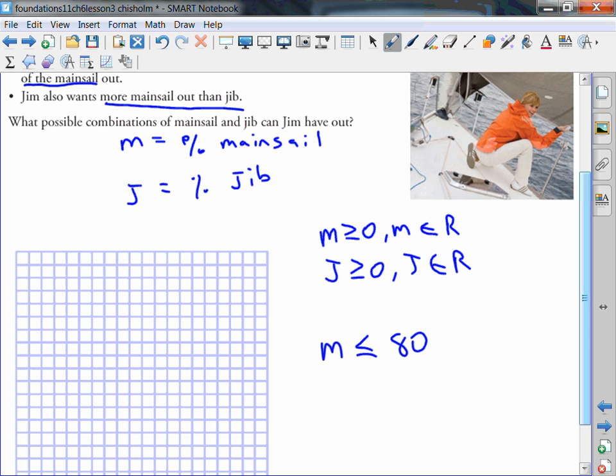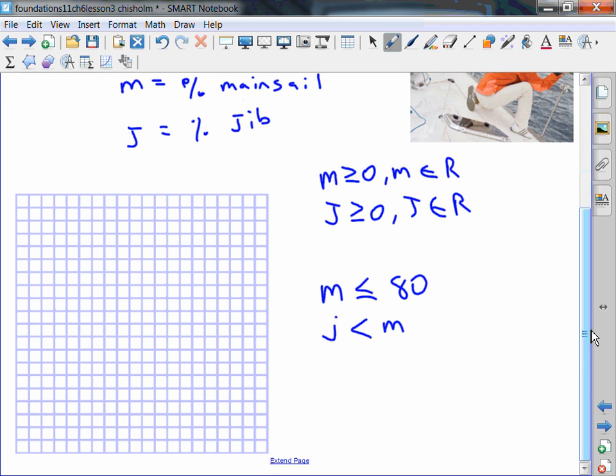The second says Jim also wants more mainsail out than jib. So very simply, that one is just going to be J is less than M. If you wanted to, you could have put M is greater than J. Makes no difference. Okay. So now what we're going to do is figure out how we're going to graph these. So we'll do our boundaries, call them equations. So this one is M equals 80, and the other one is going to be J equals M.